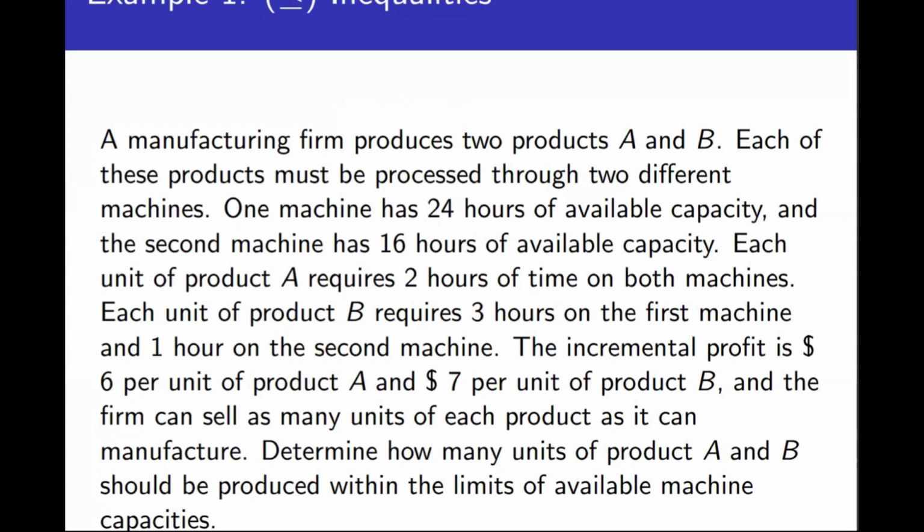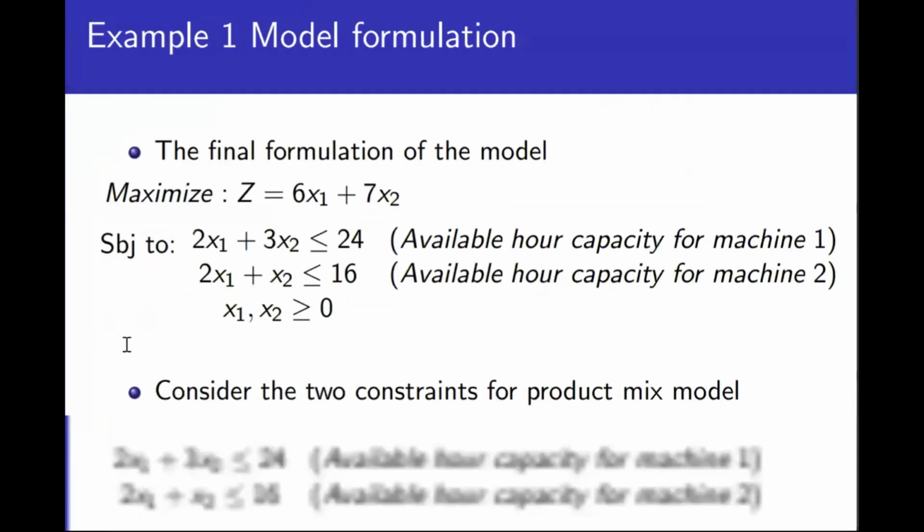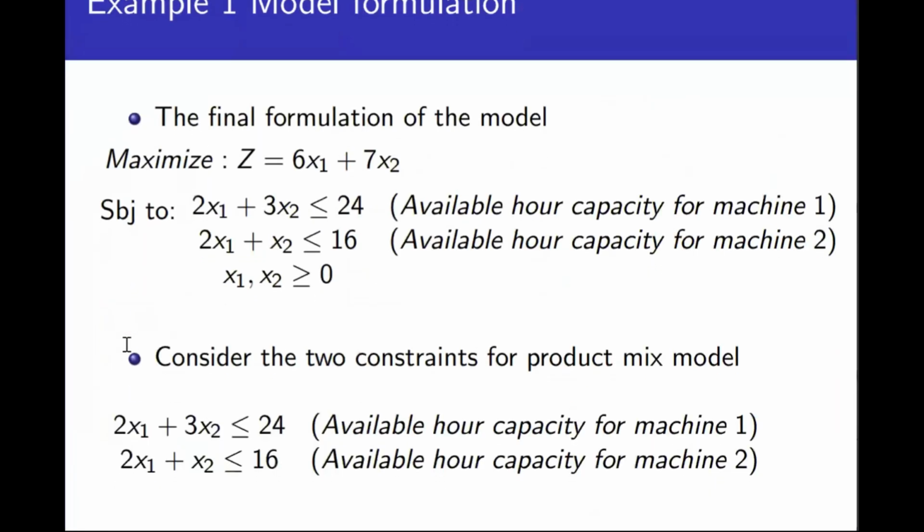Determine how many units of product A and B should be produced within the limits of available machine capacities. Let's look at the solution. The final formulation of the model, we have maximize z equals 6x1 plus 7x2, subject to 2x1 plus 3x2 is less than or equal to 24. This is the available hour capacity for machine 1. 2x1 plus x2 is less than or equal to 16, available hour capacity for machine 2. Then we have x1, x2 is greater than or equal to 0.